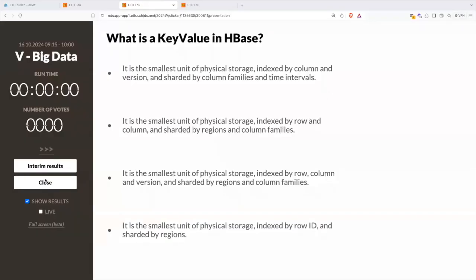So what is the key value in HBase? Or mostly, what index is it? It's the smallest unit of physical storage. Is it indexed by columns and version and sharded by column families and time intervals? Or is it indexed by row and column and sharded by regions and column families? Or is it indexed by row, column, and version and sharded by regions and column families? Or is it indexed by row ID and sharded by regions?